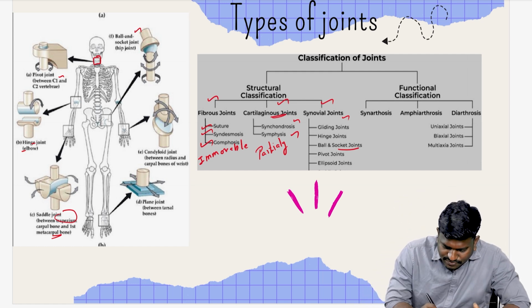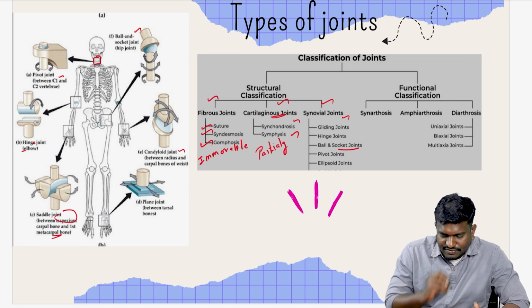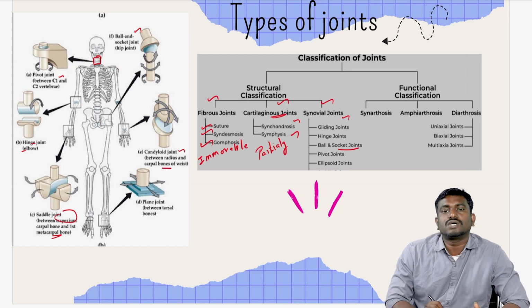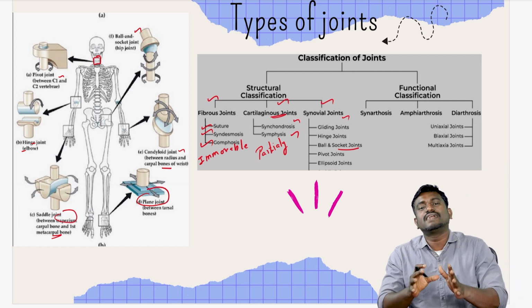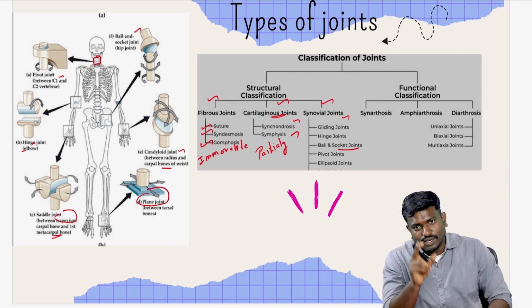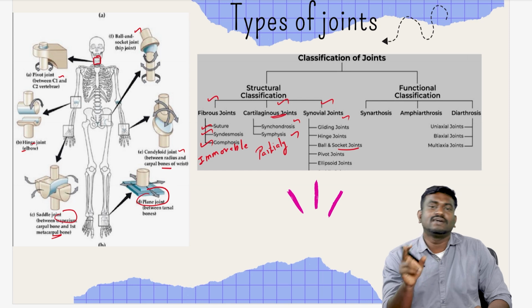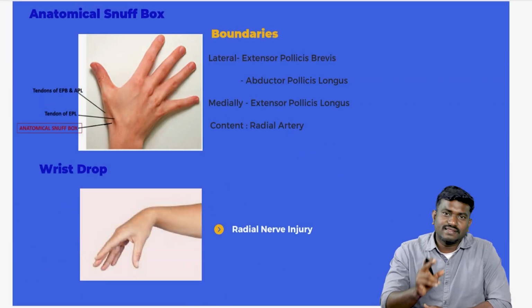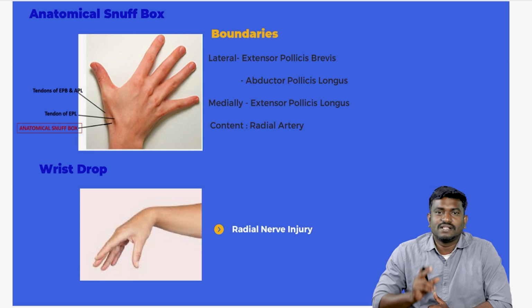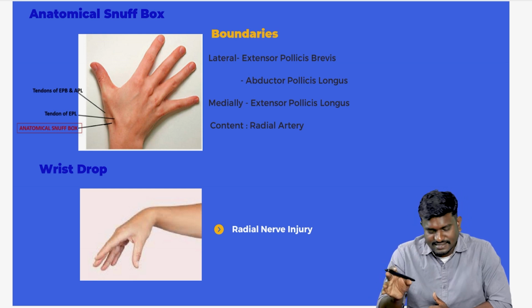Very good. Next, we have the condyloid joint between the radius and the carpal bones of the wrist. And then we have the plane joint, which is between the tarsal bones. Good. Joints are going to be very important for the exam as well. Keep revising. Another important topic is going to be anatomical snuff box, commonly asked in the exam.